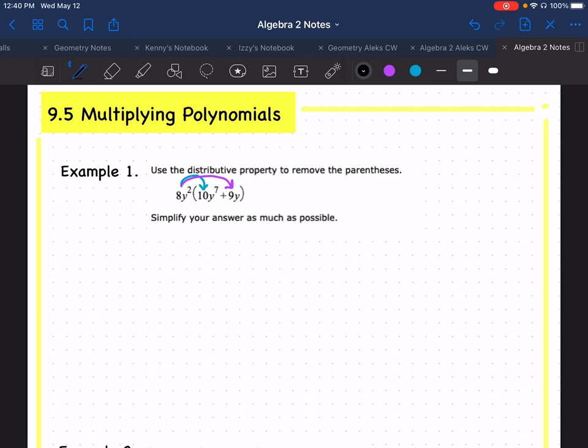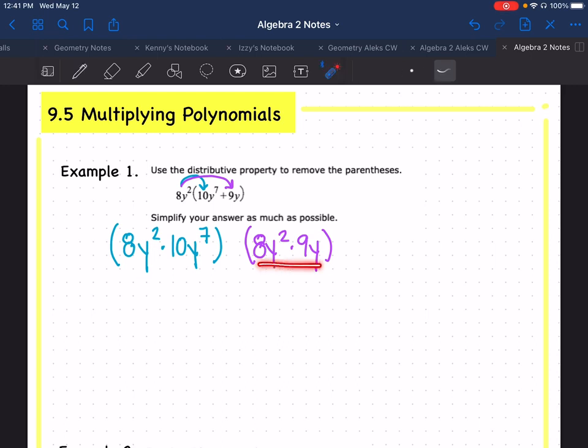For the first one in blue, I'm going to do 8y squared times 10y to the 7th. So this was my first multiplication. And then for the next one, I'm going to do 8y squared times 9y. Now notice I am not using any plus or minus between them because the sign of this multiplication is going to determine what symbol goes here, plus or minus. All right, let's go ahead and multiply.